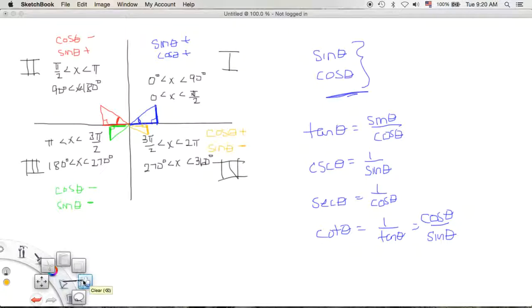So let's look at how this all works. Let's say we have an angle, and it's over here, and it's the angle 7 pi over 6.